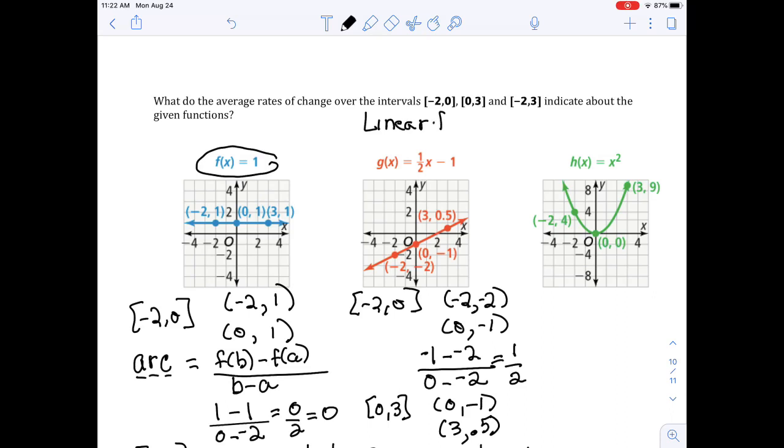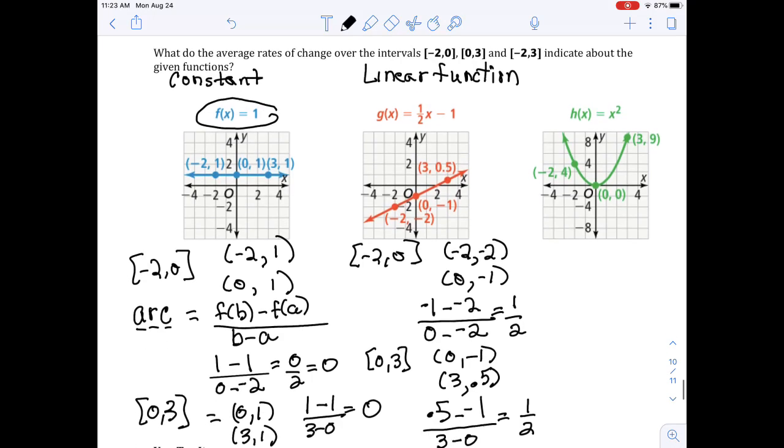So let's go back up here. This indicates linear. Now you already knew it was linear because its graph is a line. But when your graph has a constant rate of change that equals the slope of the line, that's a way to verify that it's a linear function. In the previous one, this is a constant function. That f of x equals 1 has the same rate of change, 0, over every interval. That means it's a constant function.